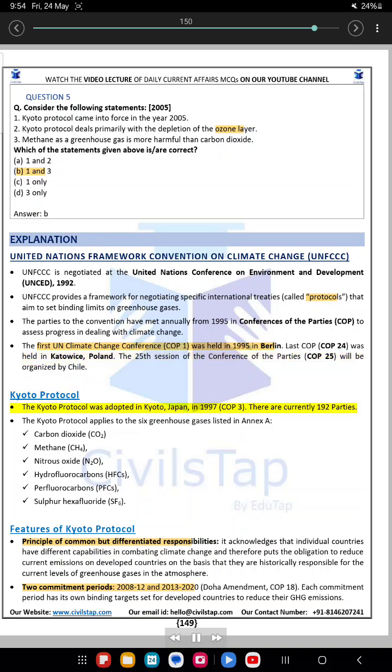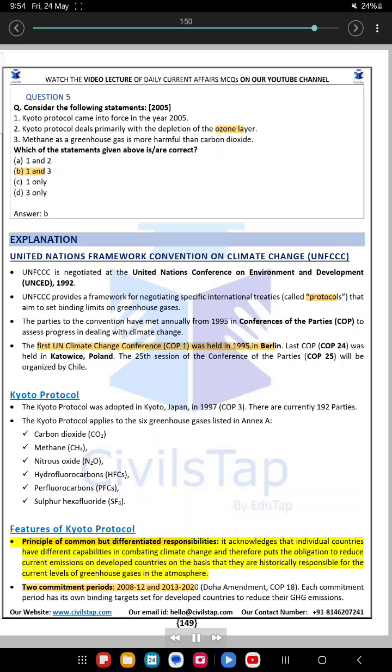Kyoto Protocol. The Kyoto Protocol was adopted in Kyoto, Japan, in 1997, COP3. There are currently 192 parties. The Kyoto Protocol applies to the 6 greenhouse gases listed in Annex A: carbon dioxide, CO2, methane, CH4, nitrous oxide, N2O, hydrofluorocarbons, HFCs, perfluorocarbons, PFCs, and sulfur hexafluoride, SF6.